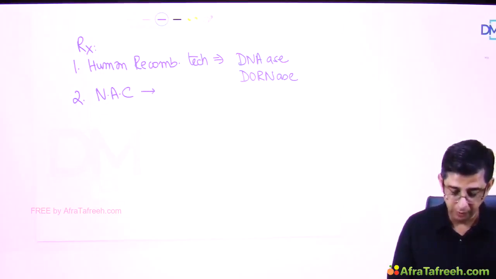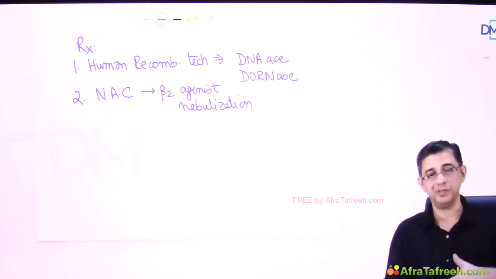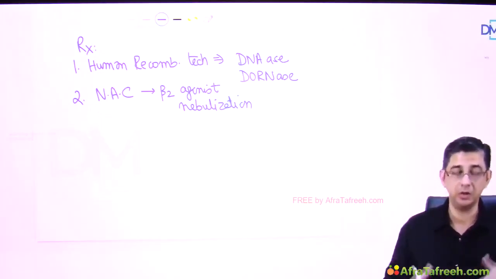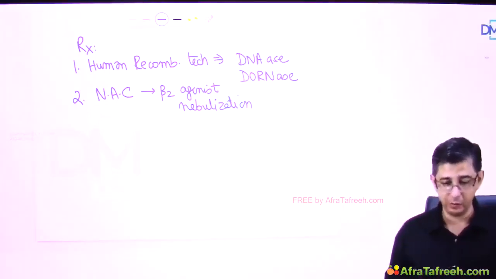we usually follow it up with a beta-2 agonist nebulization, which improves the oxygen saturation of the patient. And once the airways get dilated, the patient can then develop stamina, because airways are dilated, more oxygen is going in, so the person will develop stamina to cough vigorously and expectorate the sputum.